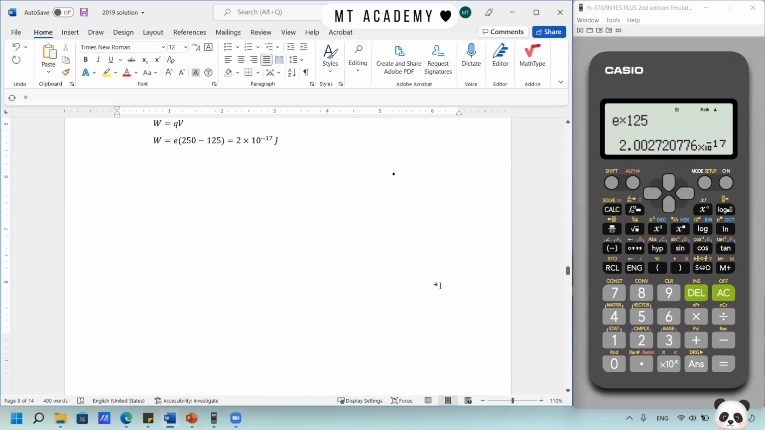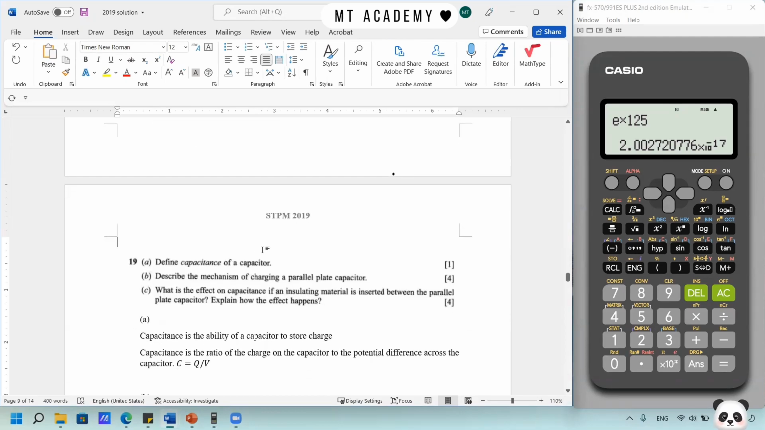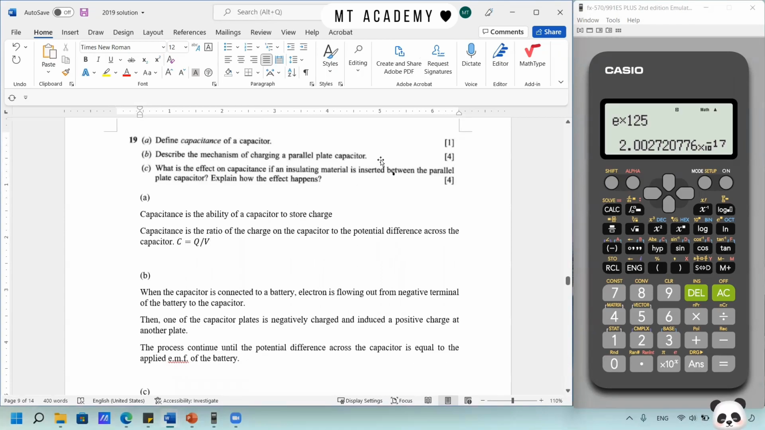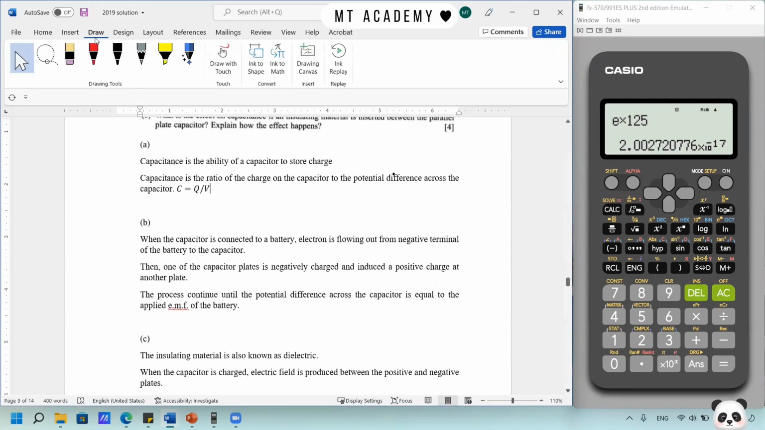So 5 marks. Okay, we proceed to question 19 about the capacitor. Parts A to C are quite easy. It is what we have learned before in the lecture video, so here I just briefly go through. Define the capacitance of a capacitor. It is the capability of a capacitor to store charge, or technically the ratio of the charge on the capacitor to the potential difference across the capacitor, with the formula C equal to Q over V. Okay, 1 mark. B, describe the mechanism of charging a parallel plate capacitor. Also what we have learned before, you just need to remember and explain it.